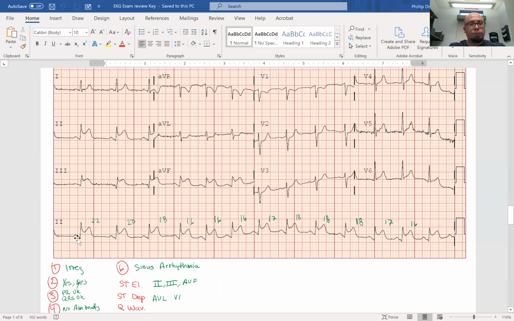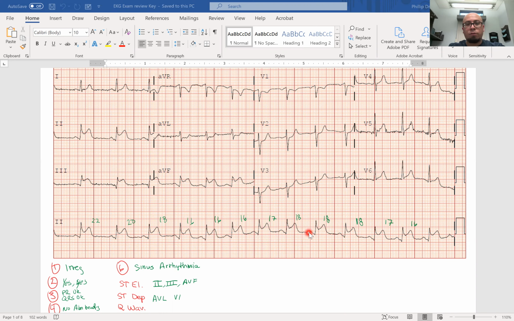Do you check your waves? You can check them in any one of these. Wherever you can see a clear P wave, that's where you want to look. You want to make sure all of those P waves look the same. So on the bottom here in lead 2, we can actually identify our P waves pretty well. So we have a P wave right there, right there, right there, and so on.